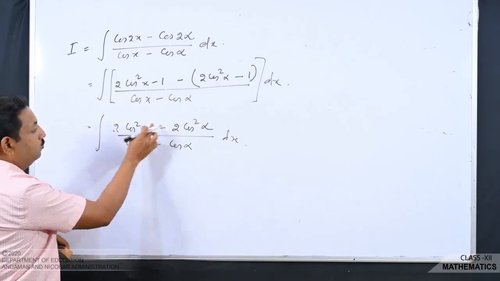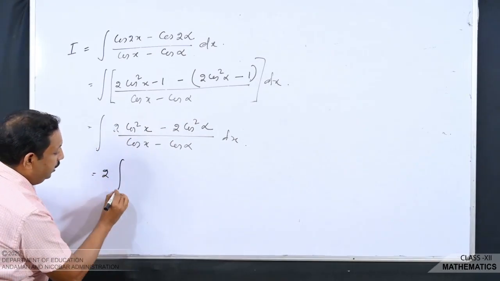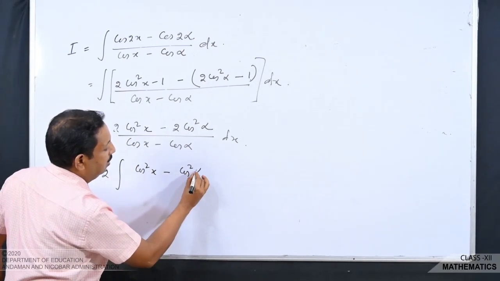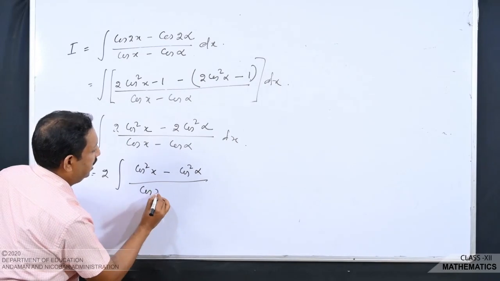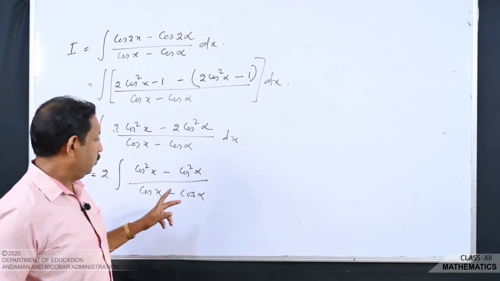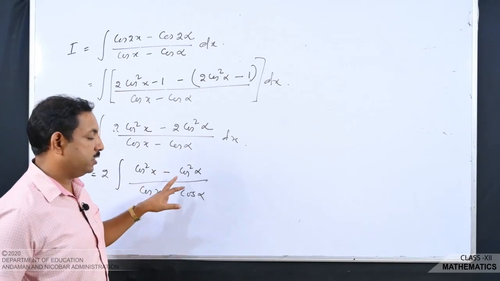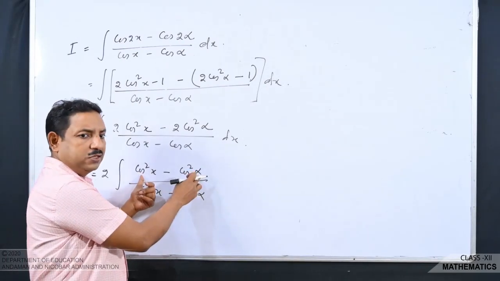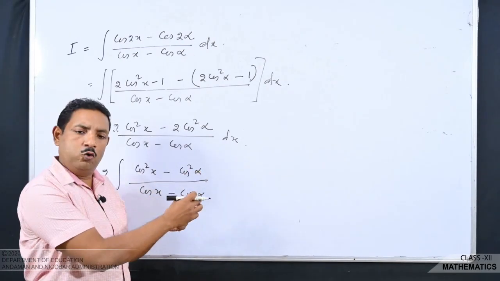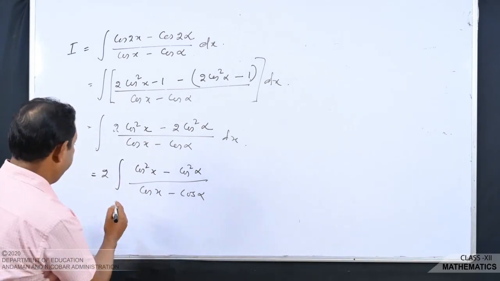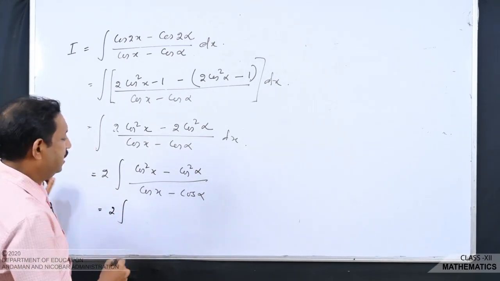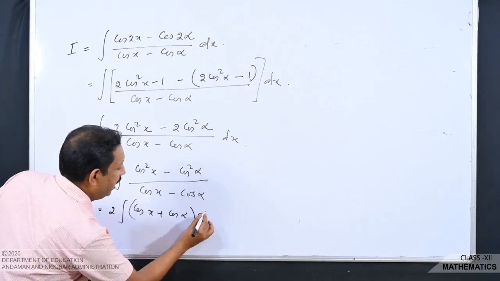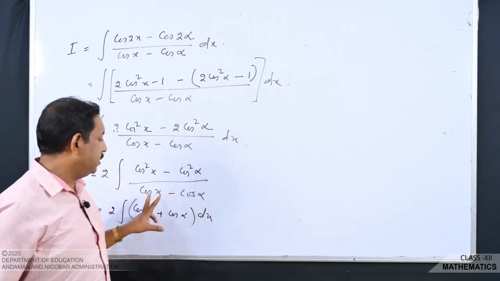That means here you can take 2 common out, that is 2 integration of cos square x minus cos square alpha divided by cos x minus cos alpha. Here we can use the a square minus b square formula, that is a plus b into a minus b, and after getting that you will get your integrand as cos x plus cos alpha and dx only. After expanding this one, I cancelled it out with it.